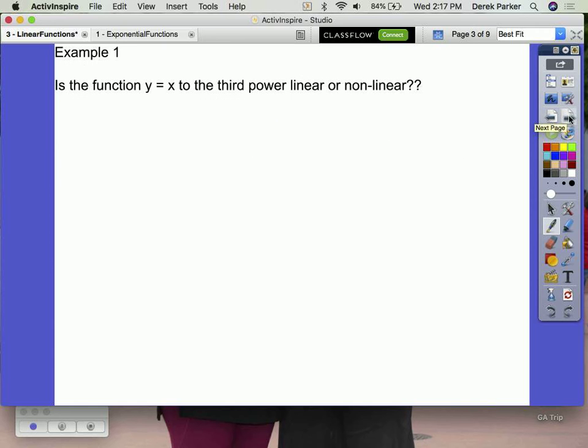Is the function y equals x to the third power, and I'm going to rewrite that, y equals x to the third power, linear or nonlinear? Since it has an exponent, it is nonlinear.